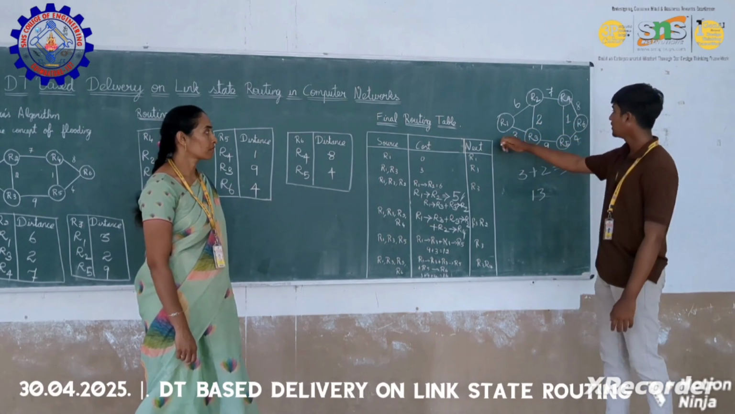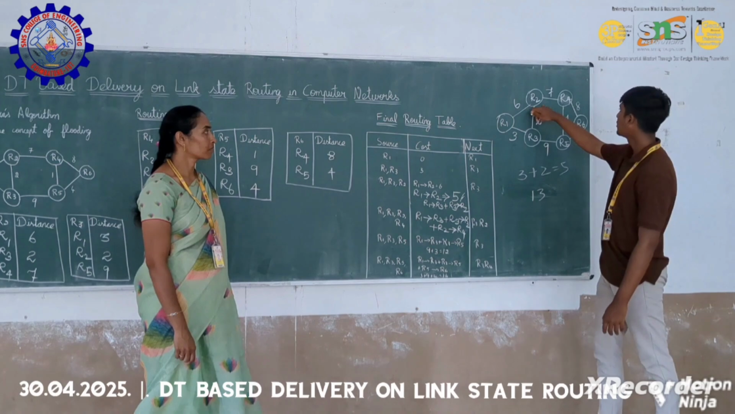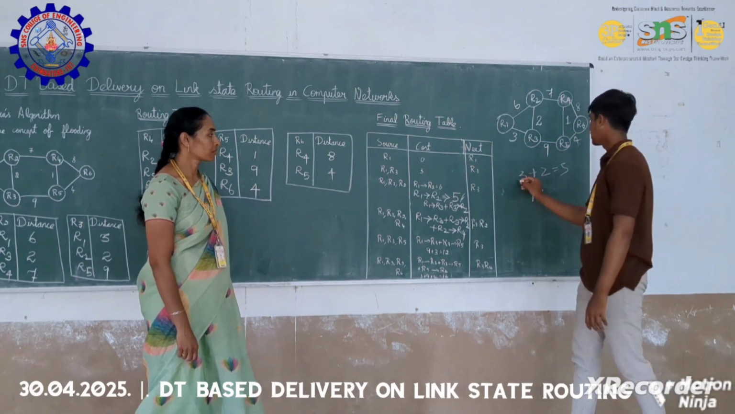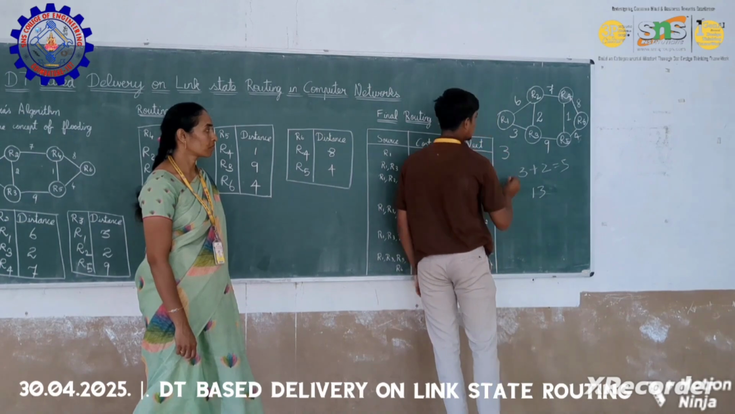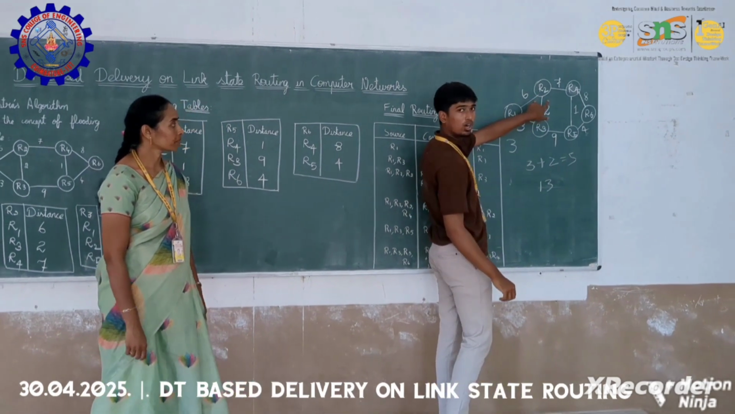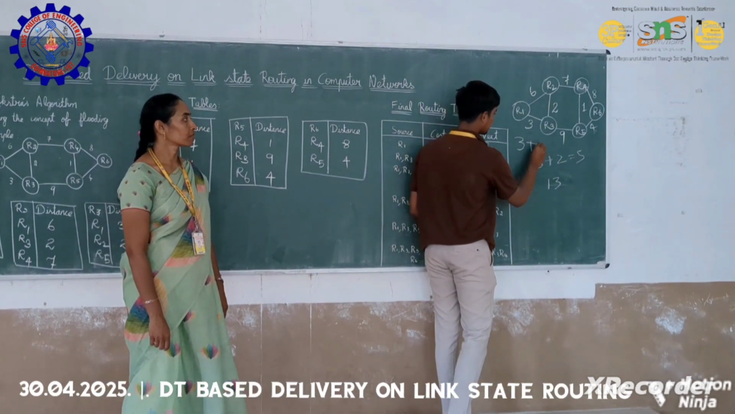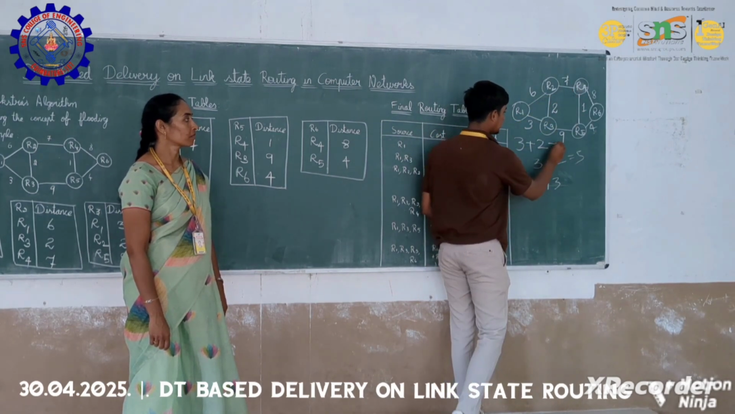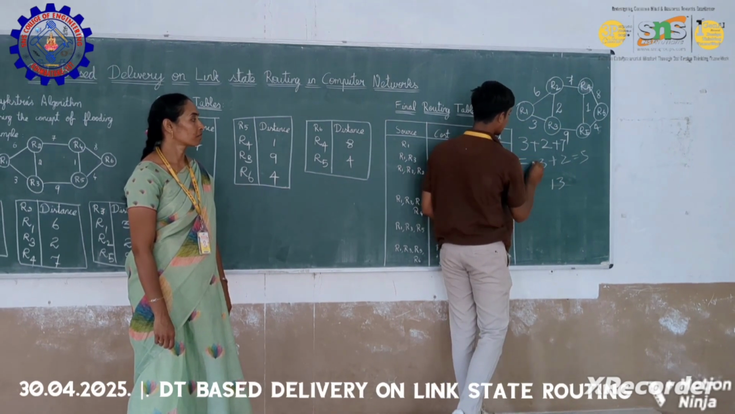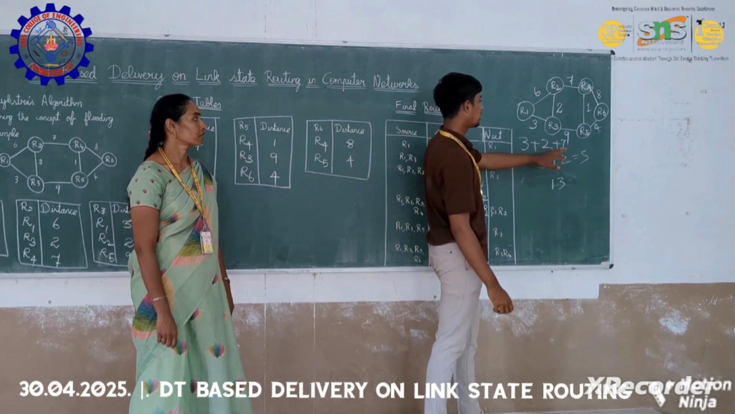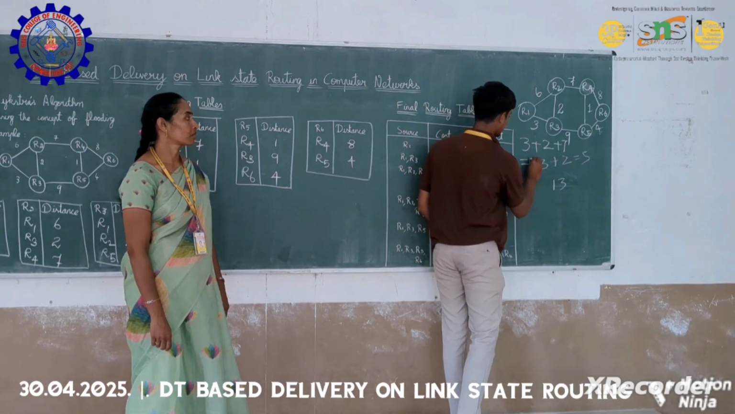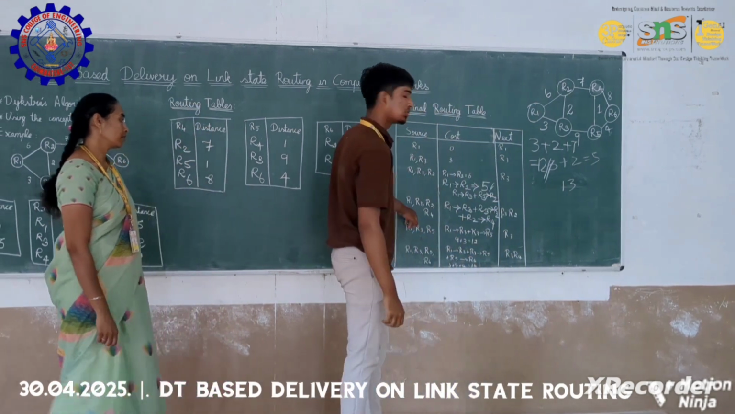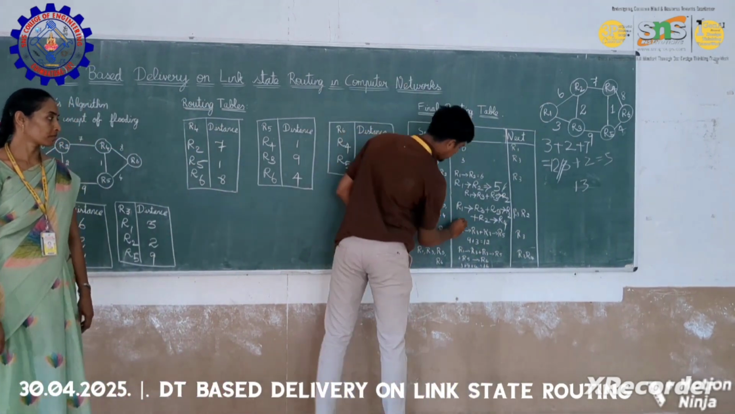Now we are taking R1, R3, R2, then R4. The distance between R1 and R3 is 3, then the distance between R3 and R2 is 2, then the distance between R2 and R4 is 7, which totally gives 12. So the distance between the source node R1 and R4 is 12.